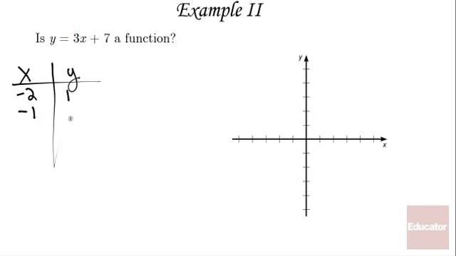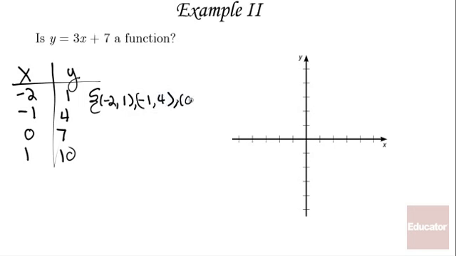And if I did that for multiple values, I would actually come up with a table that gives me some ordered pairs: -2, 1; -1, 4; 0, 7; and 1, 10. Okay, now that I have these ordered pairs, I can graph this relation, which is also possibly a function, and then I can use the vertical line test.